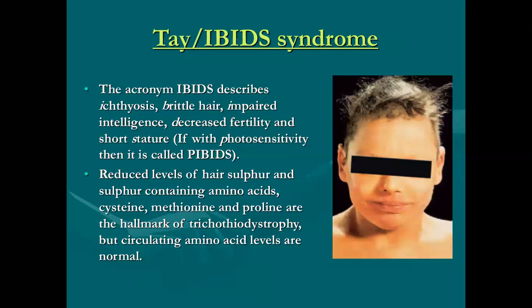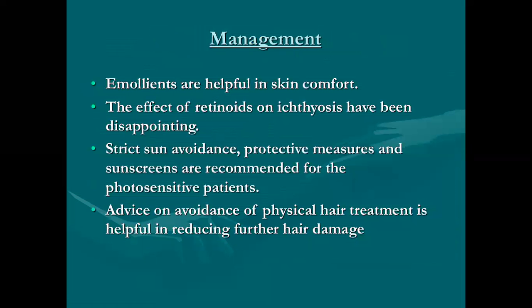Then TTD or IBIDS syndrome. The acronym IBIDS describes ichthyosis, brittle hair, impaired intelligence, decreased fertility, and short stature. If this syndrome is seen with photosensitivity, then it is also called PIBIDS. There is a reduced level of hair sulfur and sulfur-containing amino acids, cysteine, methionine, and proline. That is the hallmark of trichothiodystrophy, but circulating amino acid levels are normal.